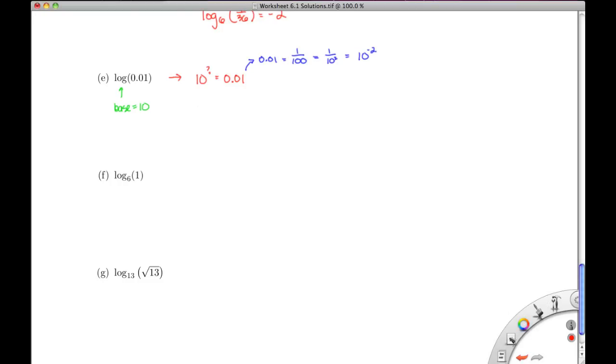So we can rewrite this as saying that the common log of 0.01, of 1/100th, is going to be equal to negative 2. So very much like the last one, because we were after that exponent right there, the exponent of our base 10.